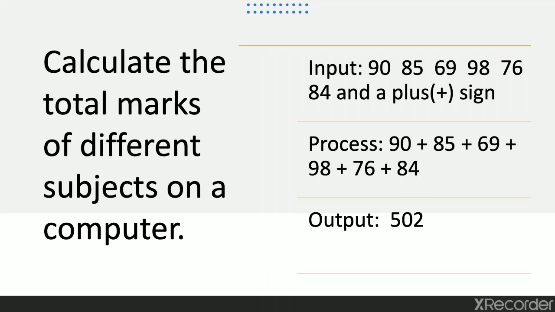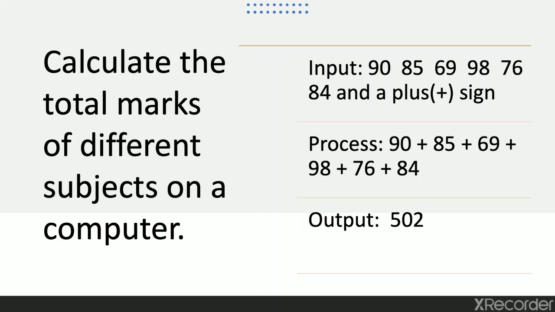Now I need to process the data, right? The second step is processing the data. What I need to do is add all the numbers. So here I process the data by using addition in between the numbers. That is 90 plus 85 plus 69 plus 98 plus 76 plus 84.